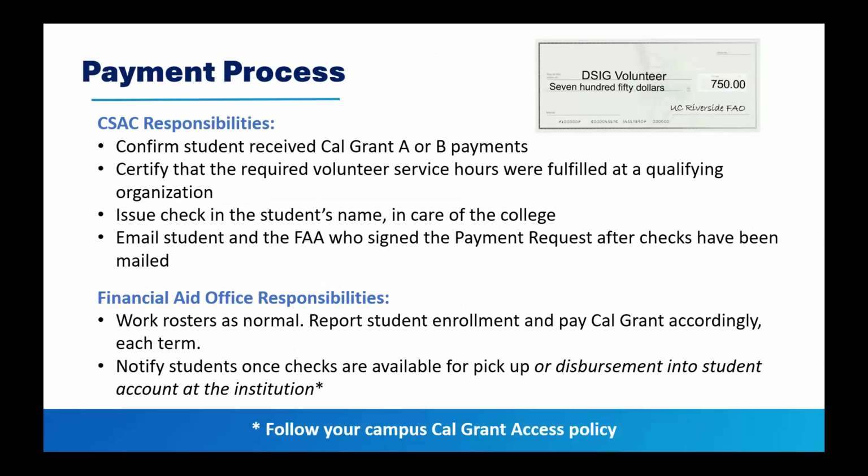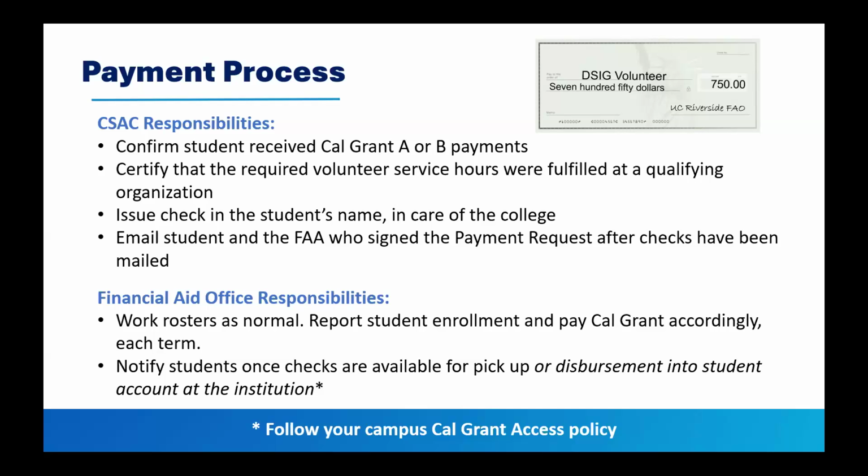So then when it comes to the payment process, once we've been able to approve the student, our responsibilities at the commission are to confirm the student received a Cal Grant A or B payment, and certify that the required volunteer service hours were fulfilled at a qualifying organization. Then we will issue a check in the student's name in care of the college, and we will email the student and the financial aid administrator who signed the payment request after checks have been mailed.